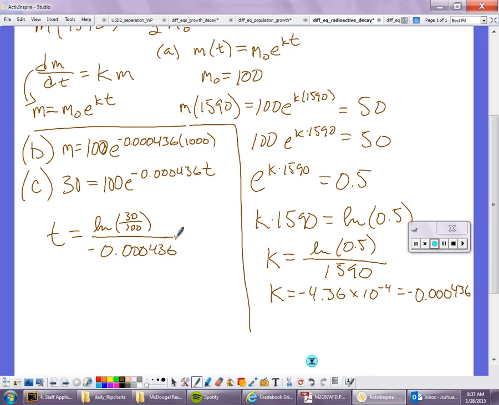Okay, and it should be more than 1,590 though, right? So do a kind of plausibility check there. It should be more than that because it takes 1,590 years for it to reach 50. So it should take longer for it to reach 30. All right, so that's radioactive decay. You'll see that all the time. It's just like the problem we did with exponential growth, except that k is negative this time.